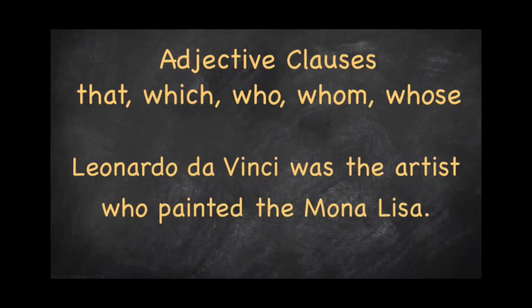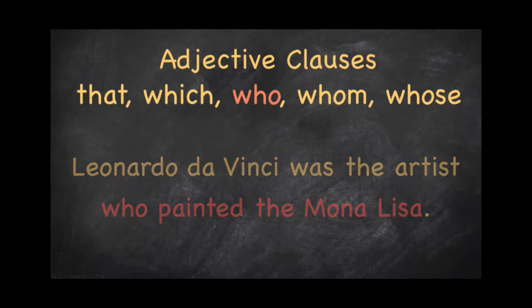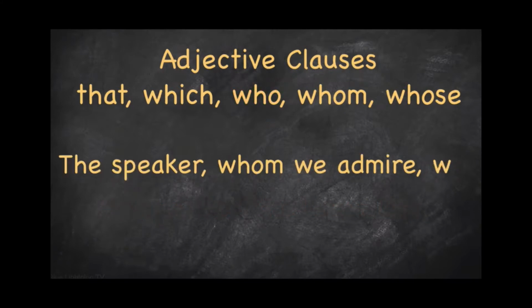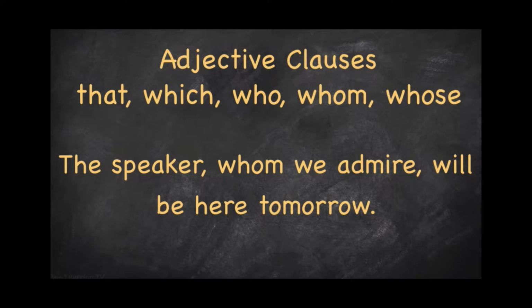Leonardo da Vinci was the artist who painted the Mona Lisa. The adjective clause, who painted the Mona Lisa, modifies the noun artist and begins with the relative pronoun who. The speaker, whom we admire, will be here tomorrow. The adjective clause, whom we admire, modifies the noun speaker and begins with the relative pronoun whom.